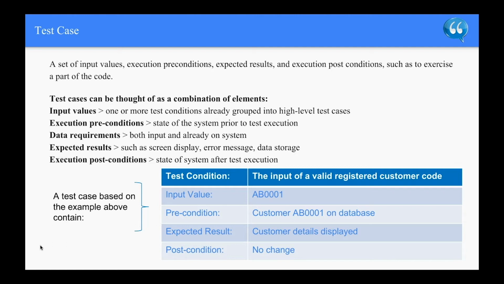So here's a simple table showing a test case based on the example as described above. The test condition is the input of a valid registered customer code. The input value, for example, AB0001, and then the precondition is that customer AB0001 is on the database, and the expected result is customer details displayed, and the post-condition is no change.